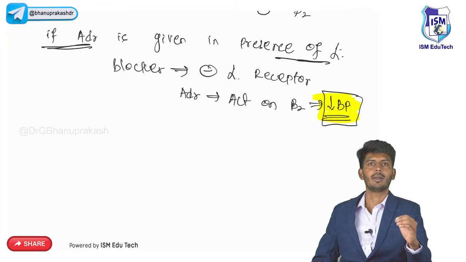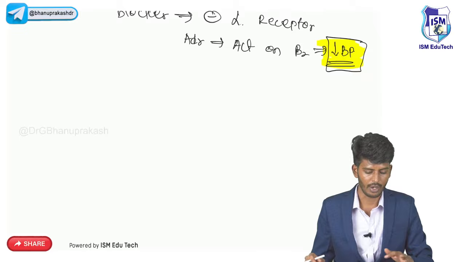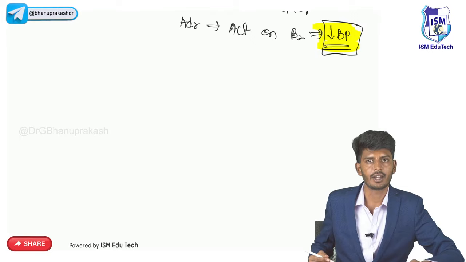Clear? Now, this can even be noticed evidently in one more place called pheochromocytoma. We will come to that. Now, let's go to the next aspect. What is that next aspect? Guys, if adrenergic drugs are there, the first important drug I want to talk about is adrenaline.